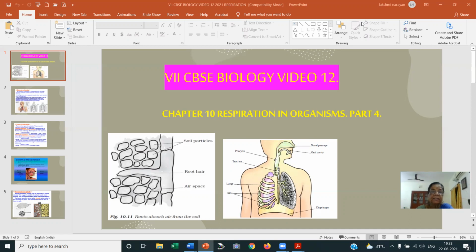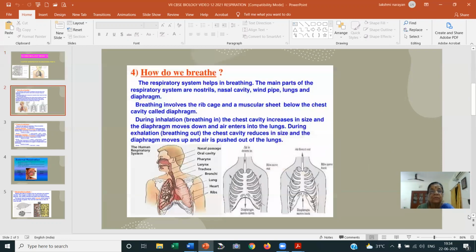Another diagram is roots absorb air from the soil. The previous video session came to roots absorbing air from the soil. I hope you understand. So this is the introductory video for video number 12.